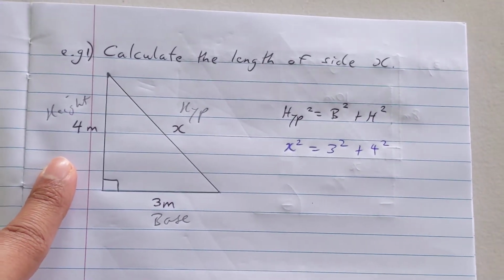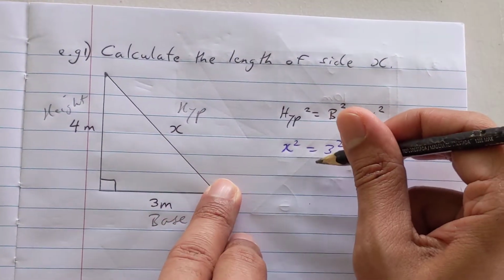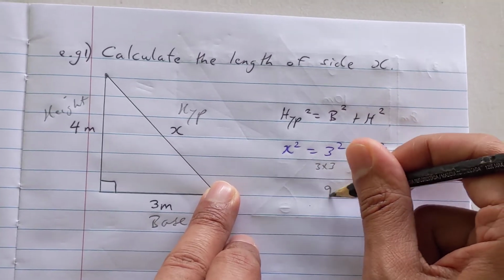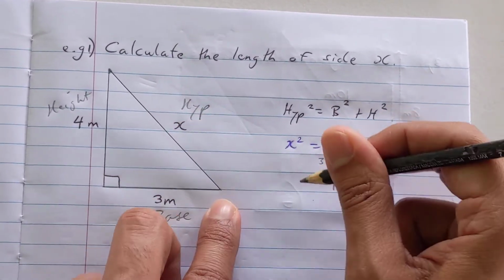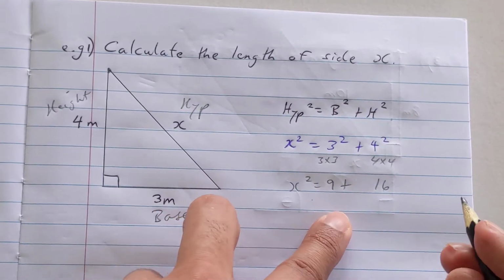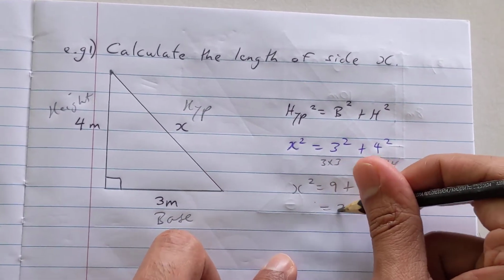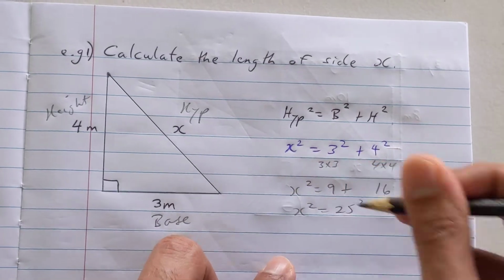Let me work out what I could work out. Square means multiply by itself, if you remember. So 3 squared is really 3 times 3, so this is 9. 4 squared is 4 times 4, which is 16. So I have x squared is 9 plus 16. 9 plus 16 is 25. Now remember, I asked you to find x.